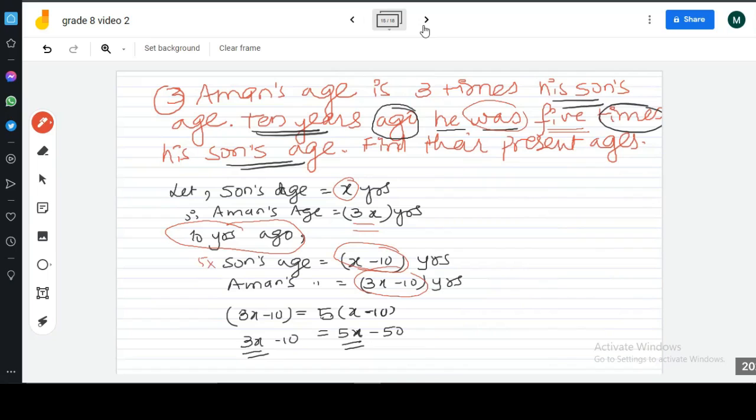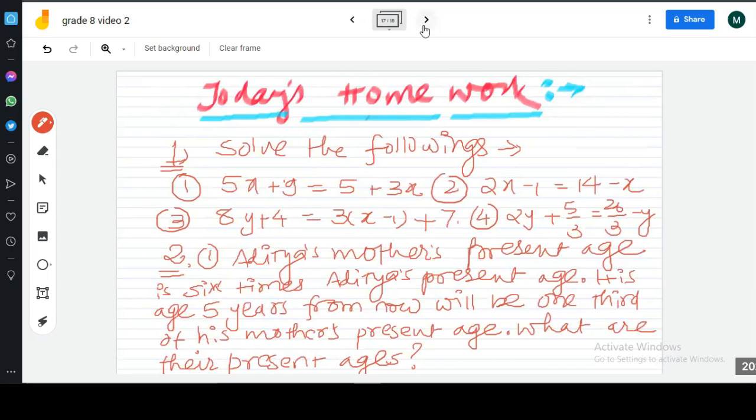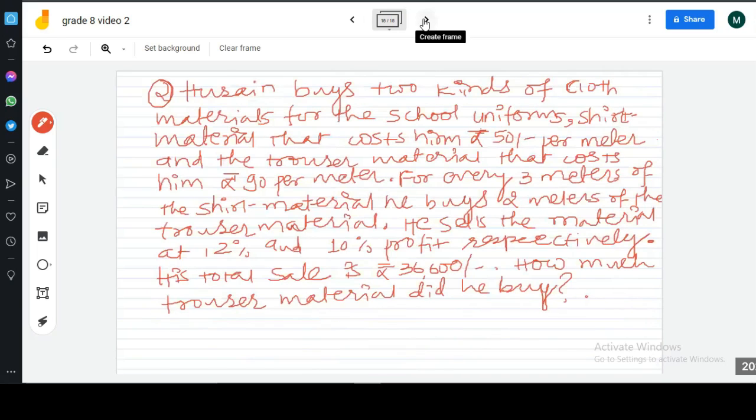Okay, so now I have a few more examples for you as homework. You can just note them down and take a screenshot, and try to solve these more examples as homework. Okay, so here we have a few more examples.